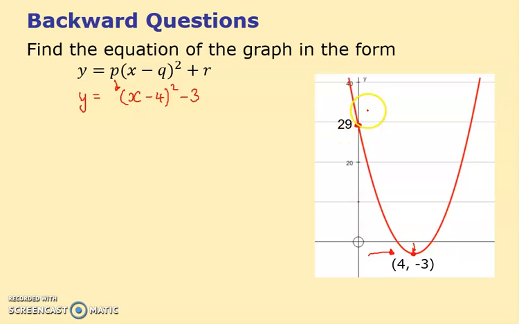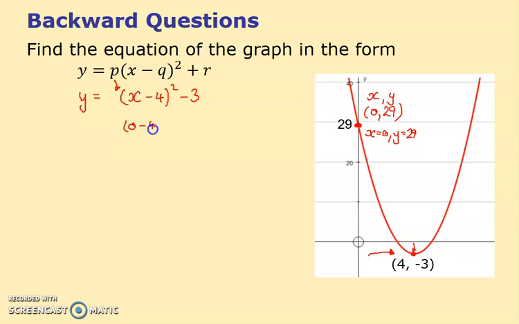Now this point here is the point 0, 29. Now 0, 29 is x, y. So that basically means when x equals 0, y has got to equal 29. And I suppose, let's try it. Let's put x equals 0 into this.